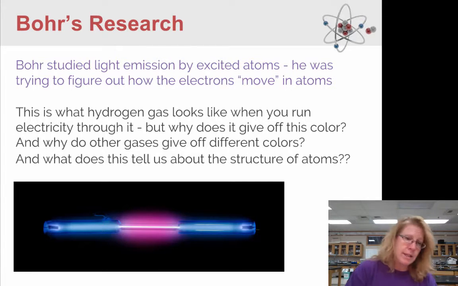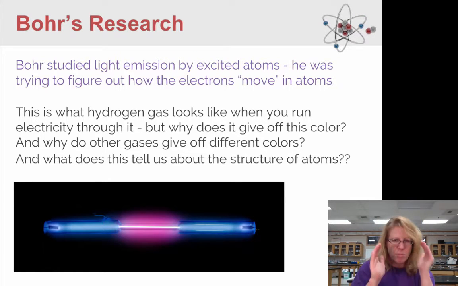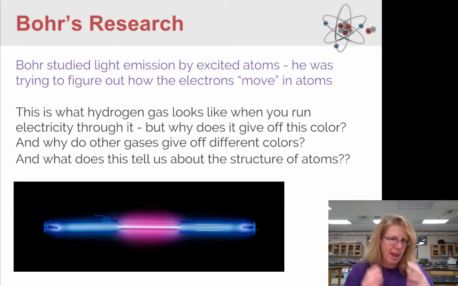And it doesn't glow white. It glows this really kind of weird pink color in the center, sort of bluish off on the ends, but definitely this bright pink in the middle. Well, why is it pink? What is it about hydrogen that makes it that color? And why do other gases give off different colors?